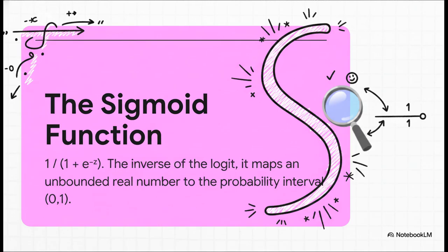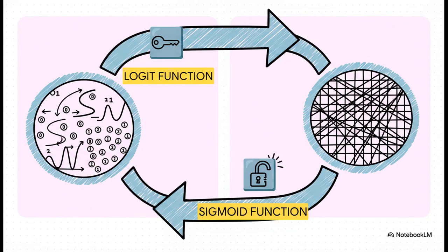Its job is simple. Take any number our linear model spits out, doesn't matter if it's minus a million or plus a billion, and it perfectly, gently squishes it back into a value between 0 and 1. It guarantees we end up with a sensible probability. So let's just make this crystal clear. Think of them as a matched pair. The logit function gets us out of probability world and into log odds world, where we can use our linear model.